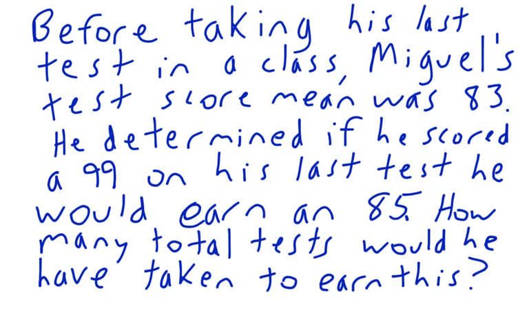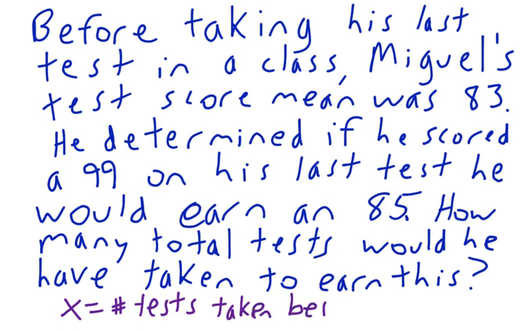What don't we know here? Well, we don't know X, which is the number of tests he's taken before his last test. And we also don't know how many he's going to take after he scores the 99, but we know that's going to be one more than the number that he took before the last test. So X plus 1 is going to represent that. Alright.